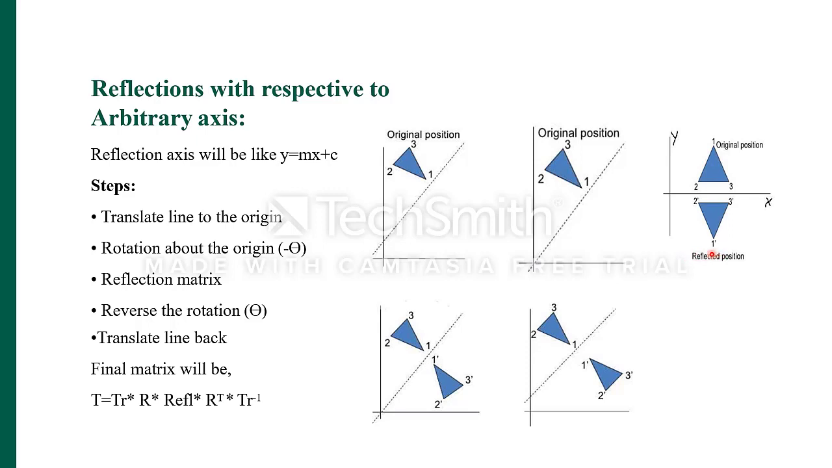Once it gets reflected, we again rotate this back by theta degrees in order to obtain this axis, and then we again translate this back by the same length in order to get the original arbitrary axis. This is how we do reflection with respect to the arbitrary axis.